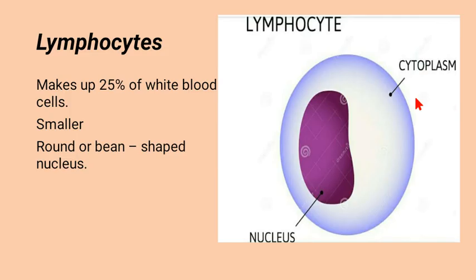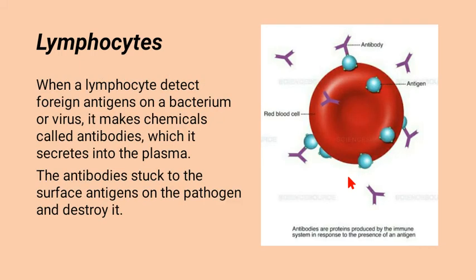Now there is another white blood cell which is called a lymphocyte, and they make up 25% of the white blood cells. They're smaller and they have a round or bean-shaped nucleus, you can see. They detect foreign antigens on bacteria and viruses, and they produce antibodies, which are basically proteins, and they are secreted in the plasma. These antibodies have some binding sites where antigens stick on them, and after that they destroy the antigens.